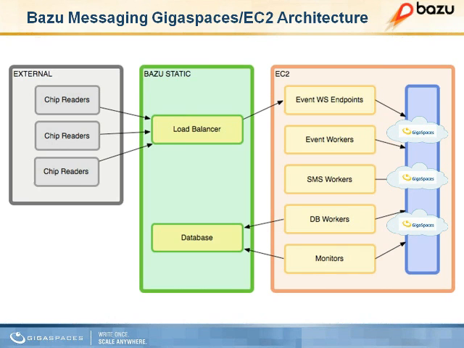So the event worker, for example, validates the event that comes in, and then it creates various tasks for the message worker and the database worker to complete, and those complete asynchronously. We also have a monitoring processing unit that's constantly collecting data from the space and writing that data to the database for our administrative panel.